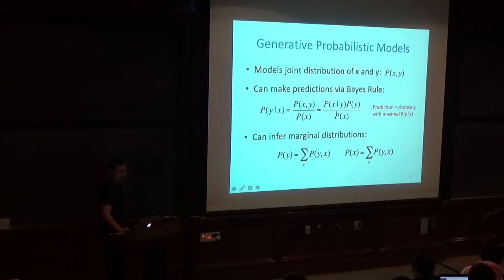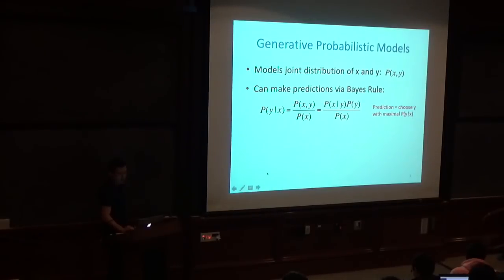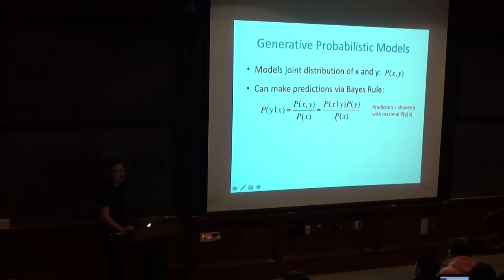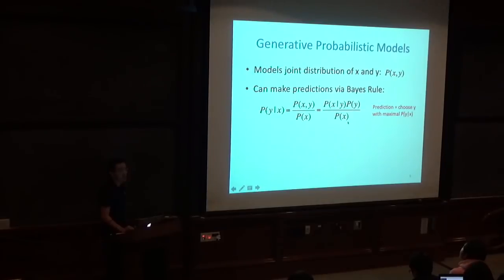I should also mention that if you're simply trying to predict a y that maximizes this probability, you don't need the denominator here because you're given a specific x. So p of x isn't needed to predict the maximizer of this probability, since you can just predict the y that maximizes the numerator, because the denominator is constant no matter what choice of y you have.